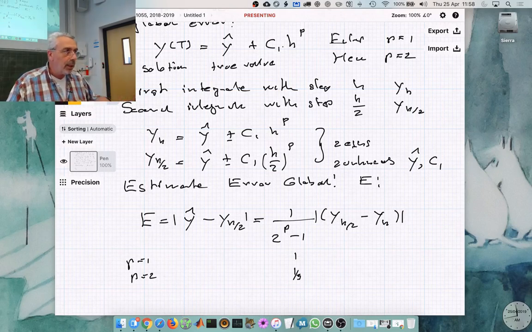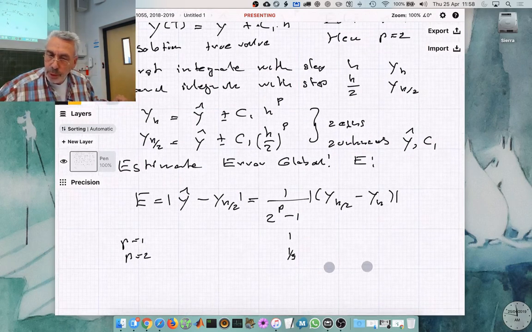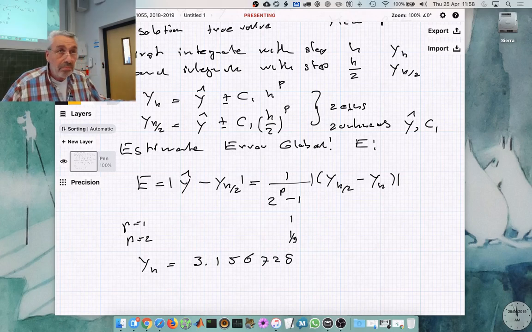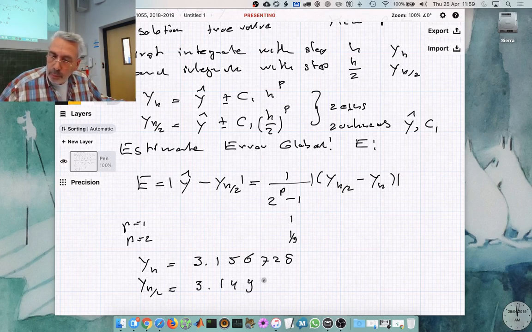You take a step size, you calculate a value, and then you write down the number. For instance, the number you get for the yh is 3.15678. Okay. And then if you do h over 2, you get 3.149152.